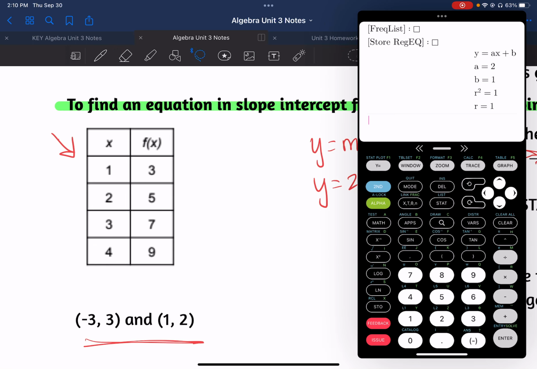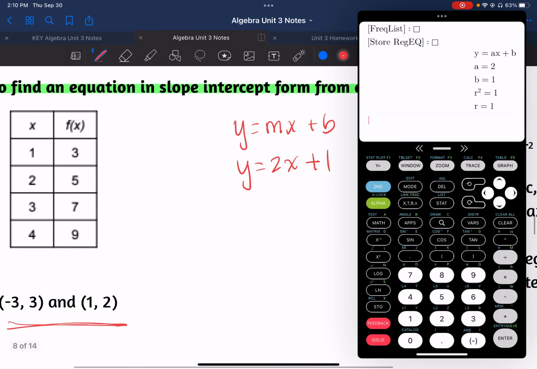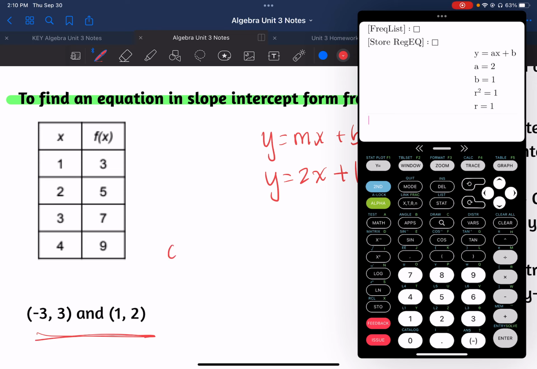One way for me to find slope, I've already taught you, was this way, right? Change in y over change in x. On this side you have your change in y, and on this side you have your change in x. So you ask yourself, from 3 to 5, am I increasing, decreasing, and by how much? So this is a positive 2.